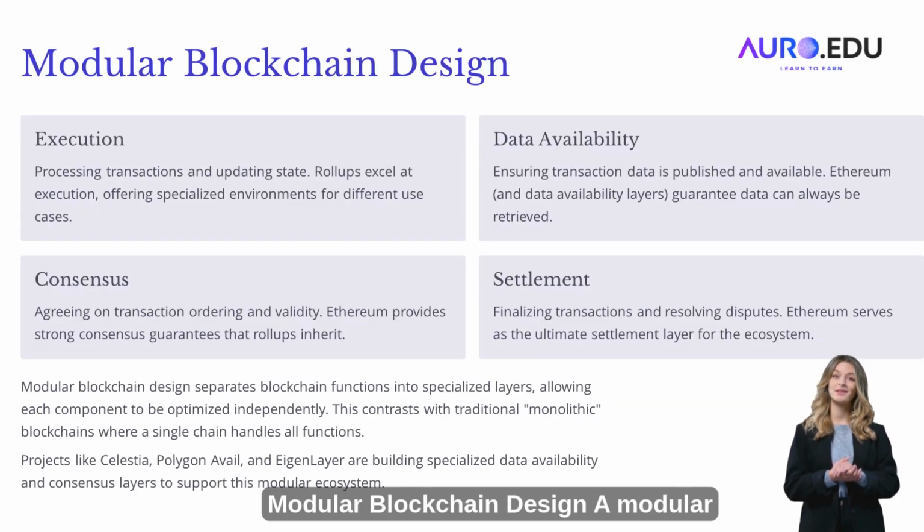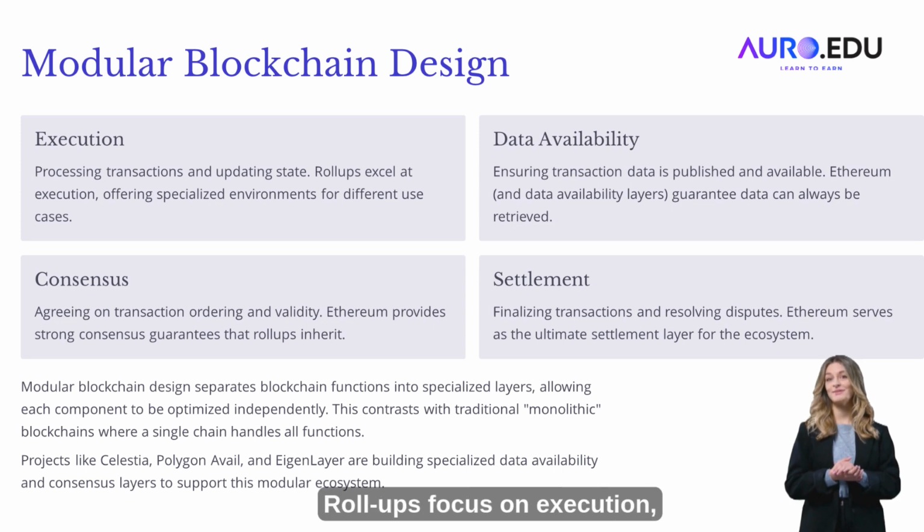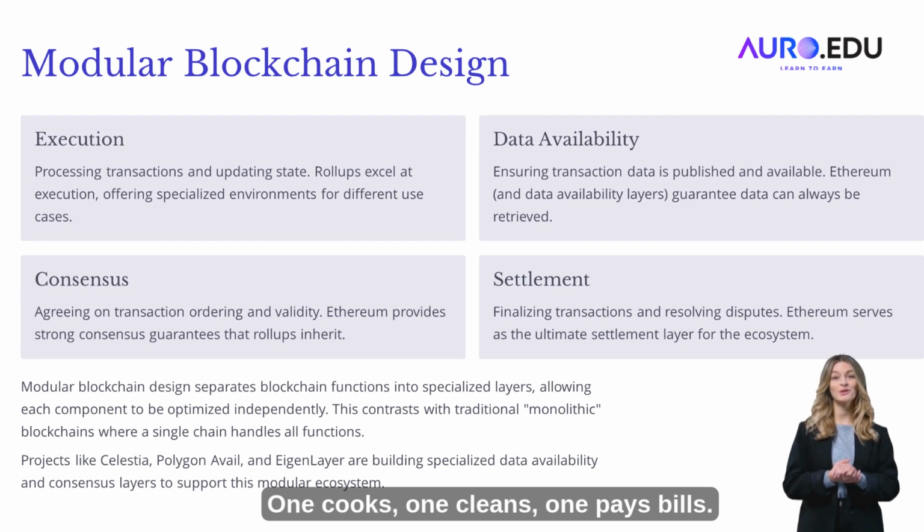Modular blockchain design. A modular blockchain separates its responsibilities. Execution handles transactions, data availability stores information, and consensus ensures agreement. This makes blockchains flexible and easier to upgrade. Rollups focus on execution, while Ethereum secures data and consensus. It's like dividing chores in a house. One cooks, one cleans, one pays bills.